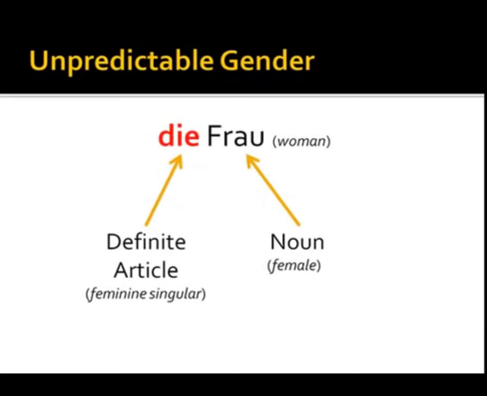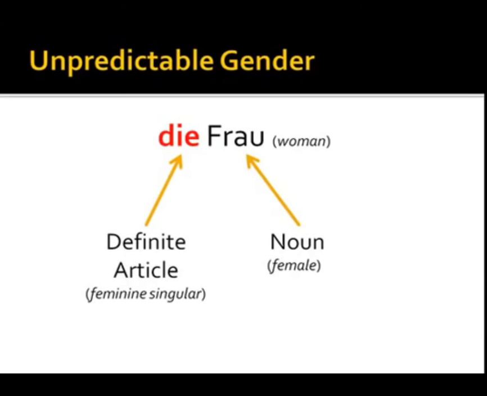Now, the same thing with die Frau. The definite article indicates that the noun that's going to be following it is going to be a feminine singular noun. And indeed, it works out that way. We're talking about a female, and it makes sense that the noun that indicates this woman is going to be a feminine singular noun. However, this way of thinking, drawing tight one-to-one connections between a language and reality, doesn't always work out.